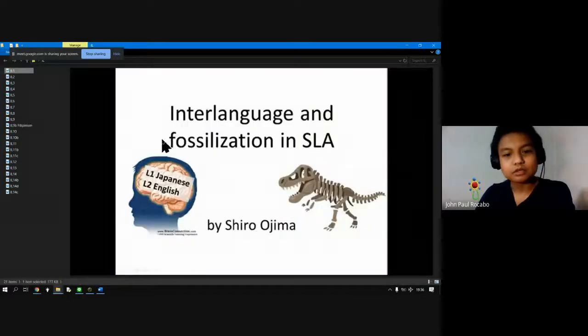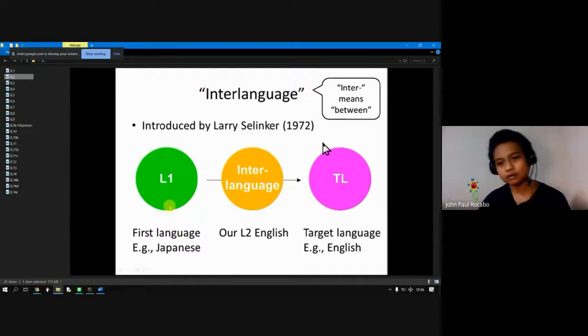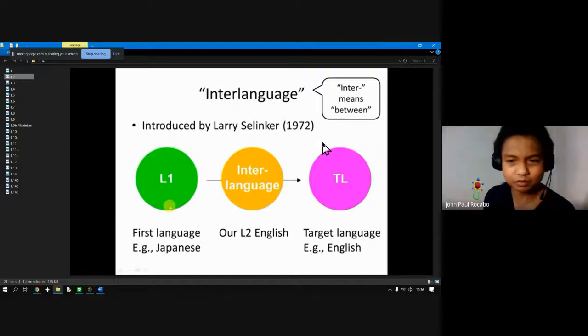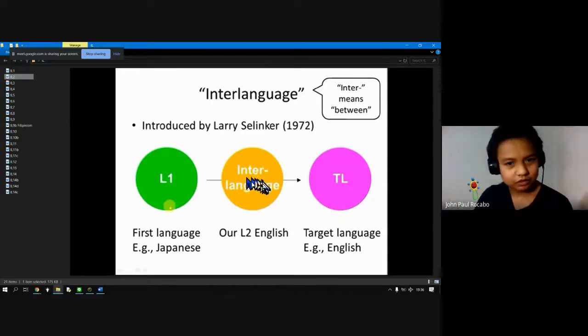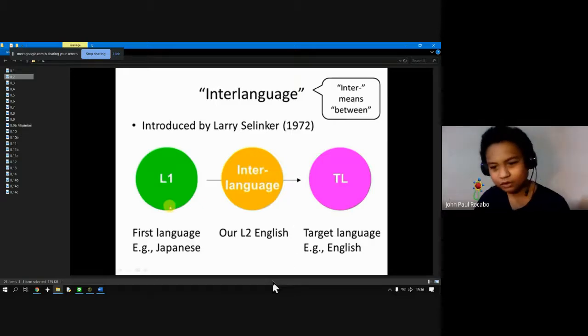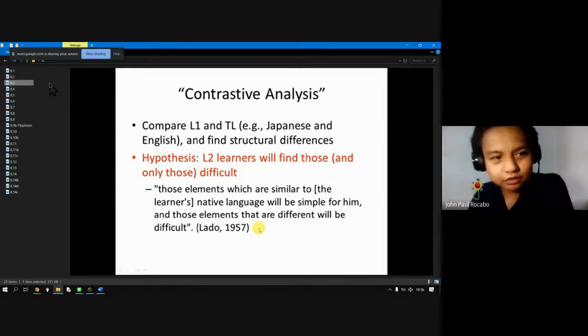So, interlanguage and fossilization. Interlanguage means between, like intermarriage. So meron tayong L1 which is our native tongue, mother tongue, and then L2 or TL, our target language, introduced by Larry Selinker in 1972. Yung gumawa ng slide na to Japanese, so nakalagay dito sa ilalim Japanese. Mamaya, meron tayong video na gumagamit silang metaphor to explain interlanguage. Maya-maya na po yun.